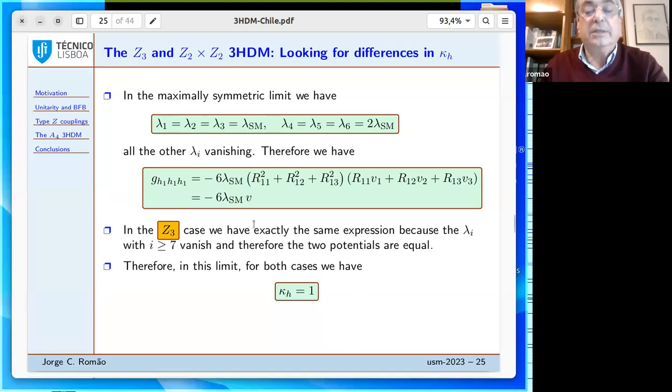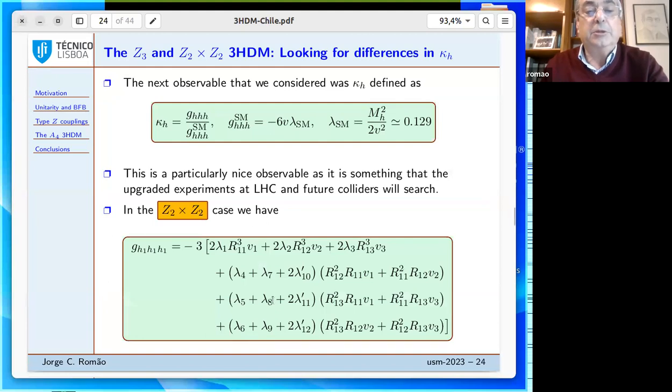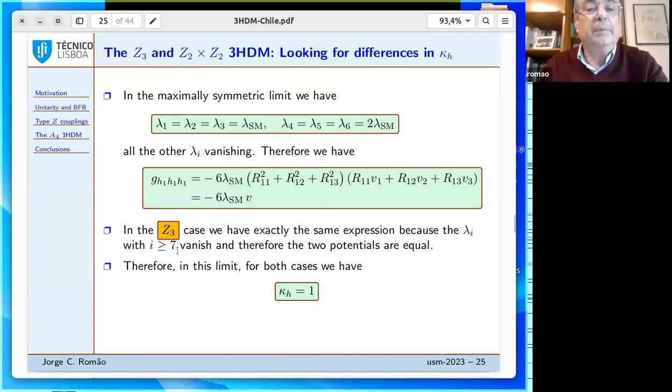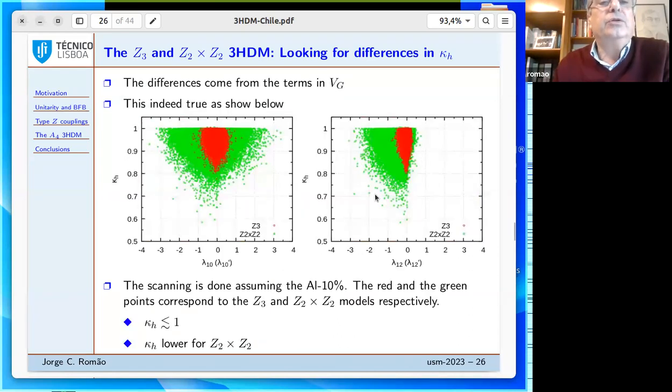For Z3, it is the same, because although this expression now differs on these three couplings, in the symmetric limit all these couplings are equal to zero for i bigger or equal to 7. Essentially, the two expressions coincide in this limit, and then you also have kappa lambda equal to 1. Now, you want to see if you can get any difference, and of course, the difference should come from terms in VG, in particular the lambda 10, 11, and 12 terms.